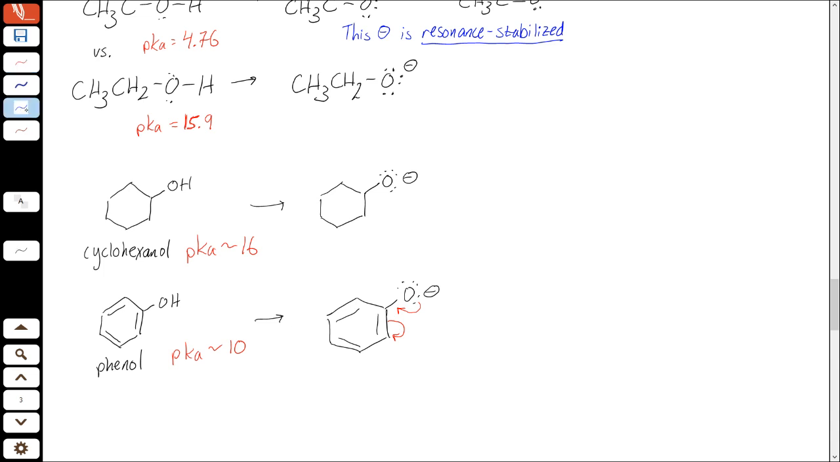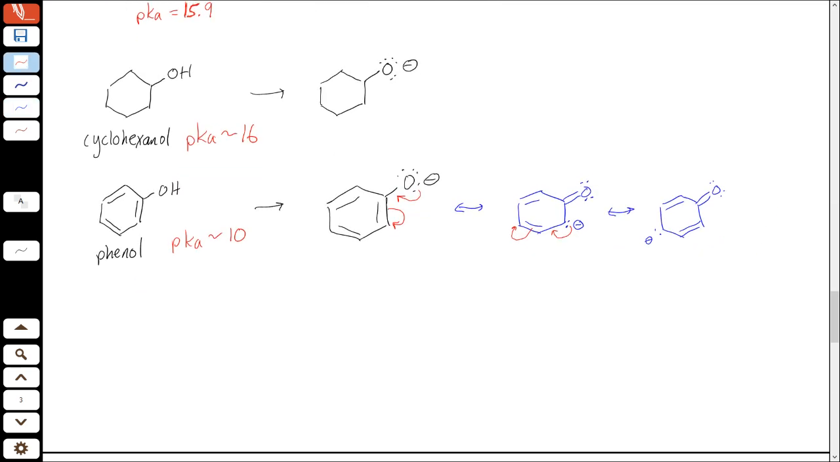So for instance, we could draw a resonance form like this. That actually moves that negative charge over to the carbon. We can keep going, and we can move it to this carbon. And then there's actually a third resonance form where we can pass it over to this carbon as well.